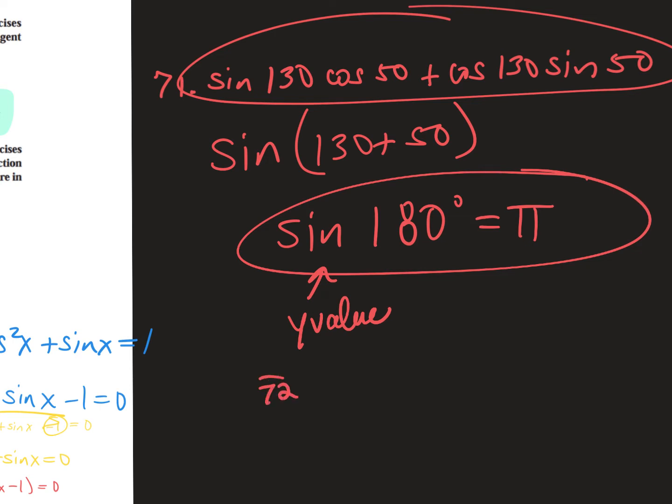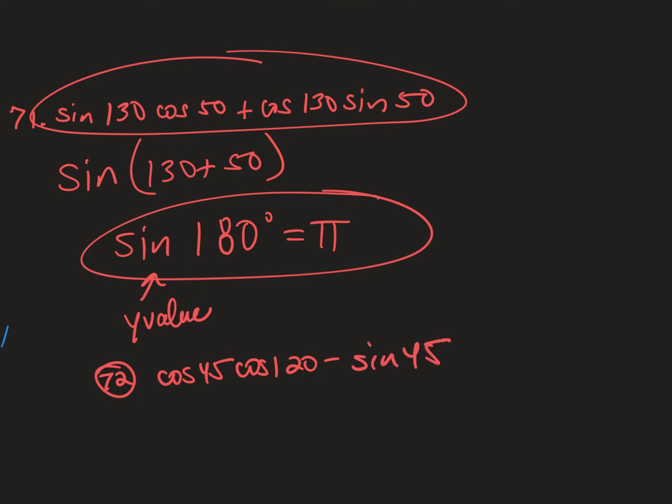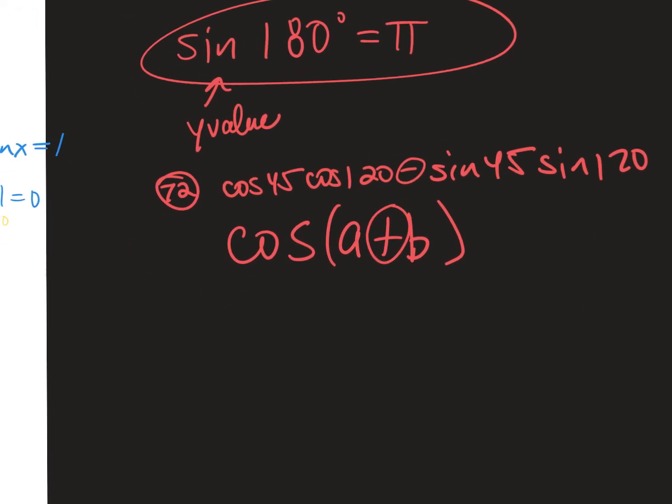So if I look at 72, 72 says cosine 45, cosine 120 minus sine 45, sine 120, right? What formula on your sum of difference identities says cosine, cosine minus sine, sine? Cosine of A plus B. Notice, the sign in the middle for cosines are opposites. So if I were to write this as one function, it'd be cosine of 45 plus 120.